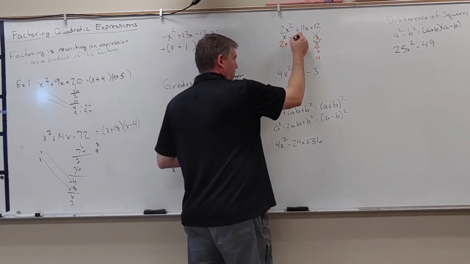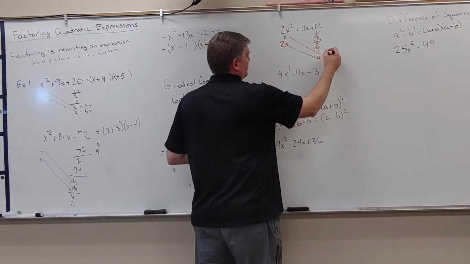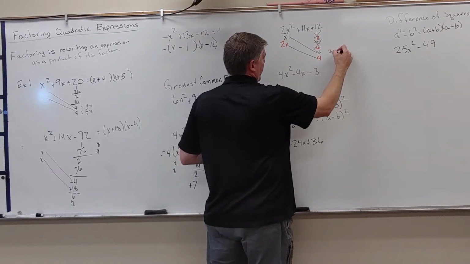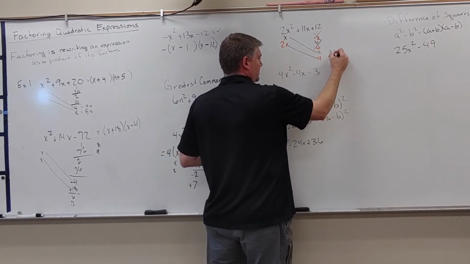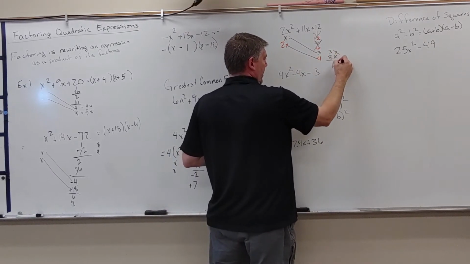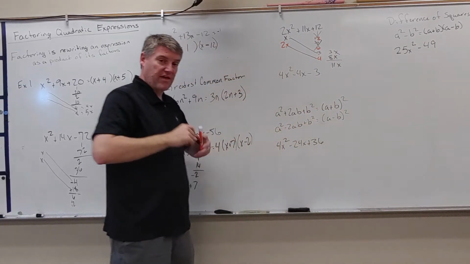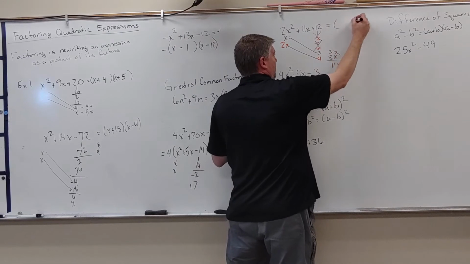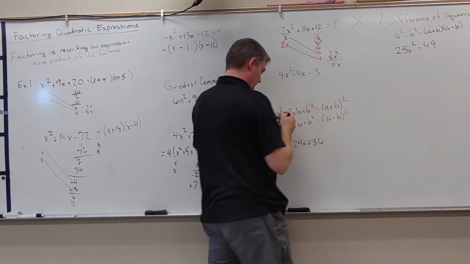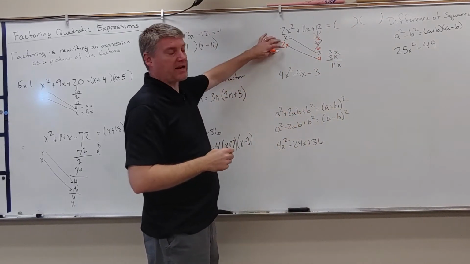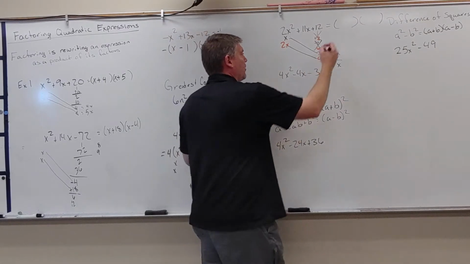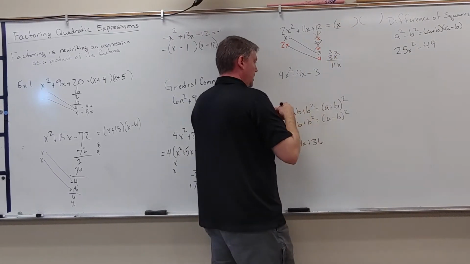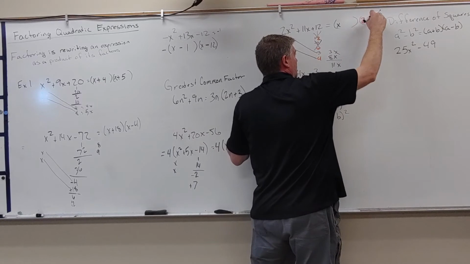So I'm going to try this one here. I'm going to go 1 times 3 is 3x. 2 times 4 is 8x. That gives me a grand total of 11x. That works. So now I'm going to come up and put in my 2 parentheses. I'm going to start by putting in x and 2x. So I'm going to put x here, and I'm going to put 2x here.